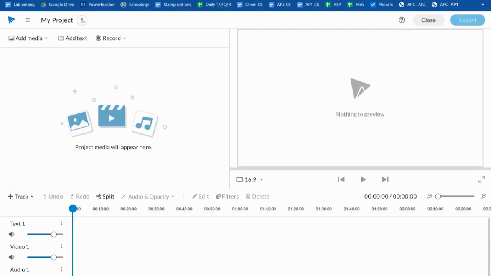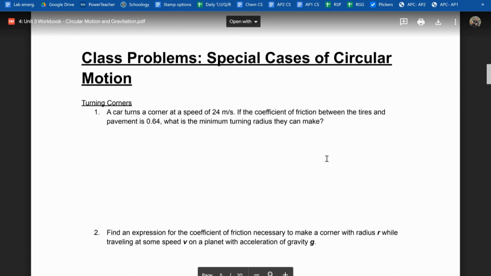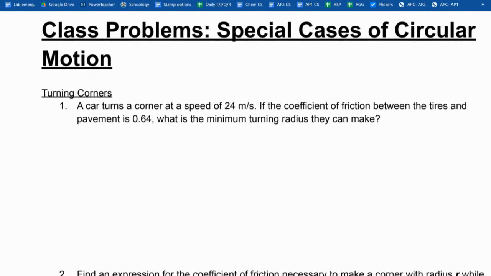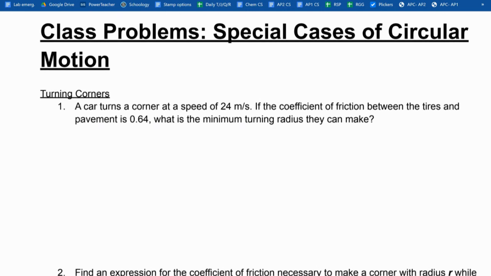All right, this video is on the class problem special cases of circular motion, typically for people who are absent or if you just want to see them again. All right, so I am on our workbook, page 5. Okay, so we're going to start off with number 1. We are turning corners.